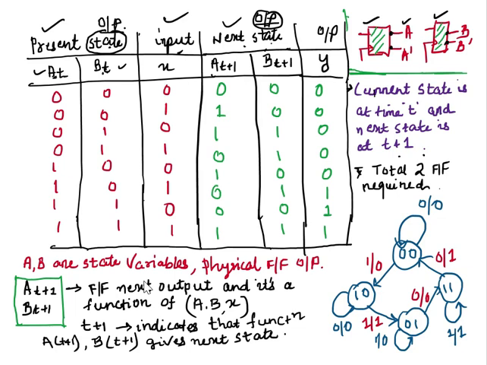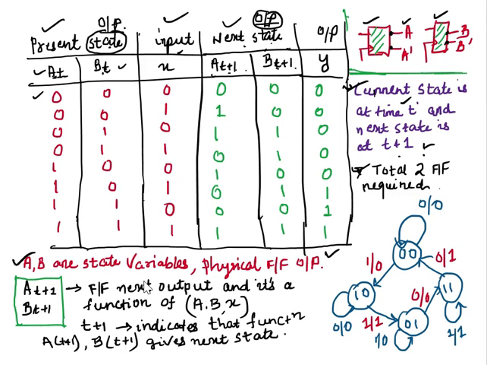And what is A(t), B(t)? Then A(t+1), B(t+1). The current state is at time t, and the next state is at t+1. If this is the current state, t+1 here represents the next state. A total of 2 flip-flops are required because we have taken 2 state variables here. These A and B are state variables, and these are the physical flip-flop outputs. Already I explained.